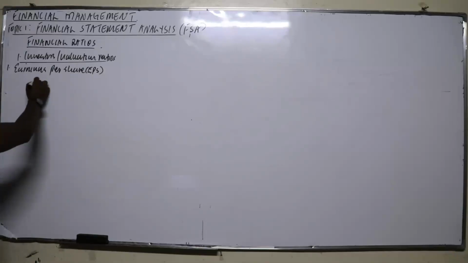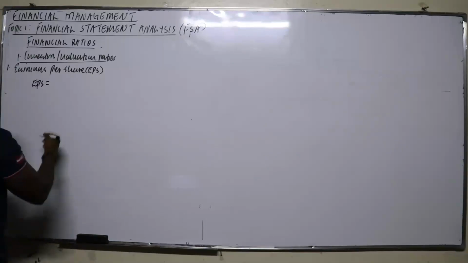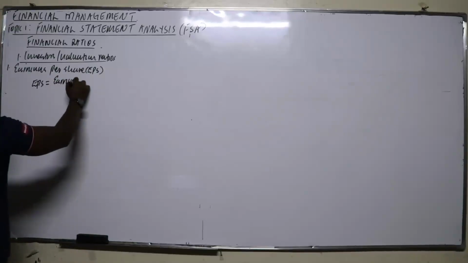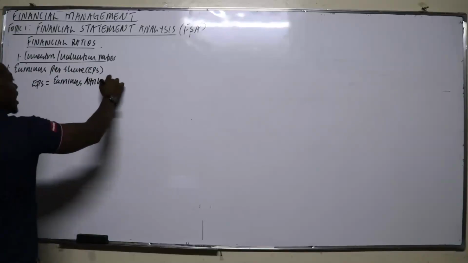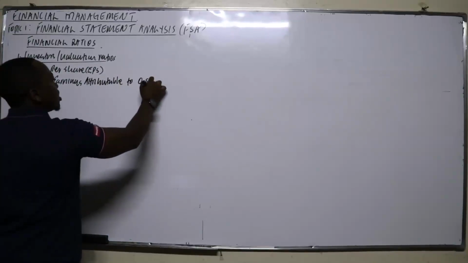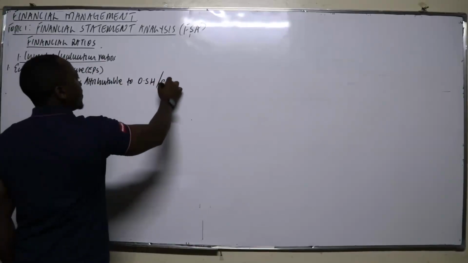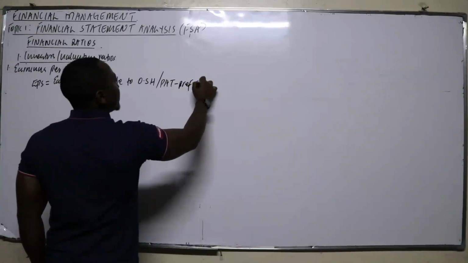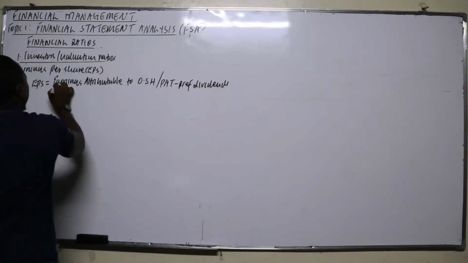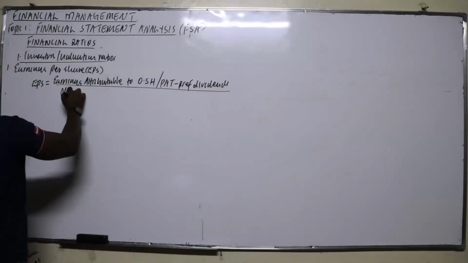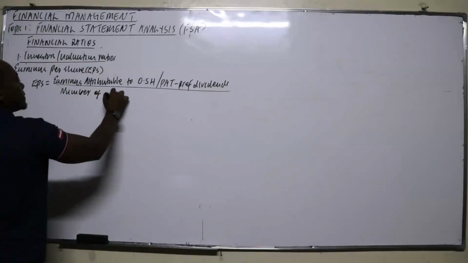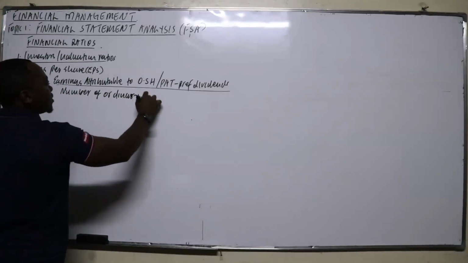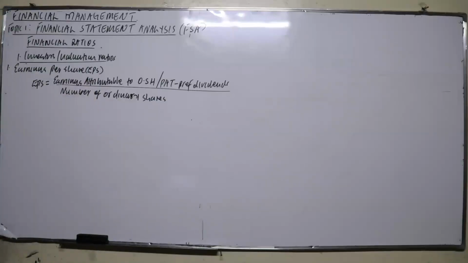And how do you determine the earnings per share? To get the earnings per share, you take the total earnings attributable to ordinary shareholders, which is the profit after tax less any preference dividends, and you divide by the number of ordinary shares.